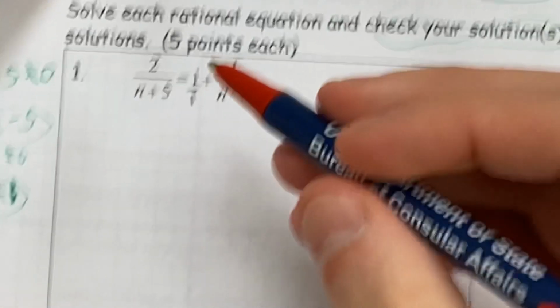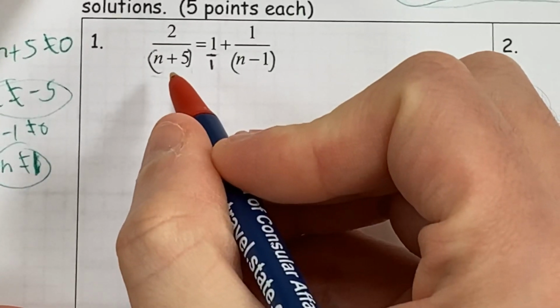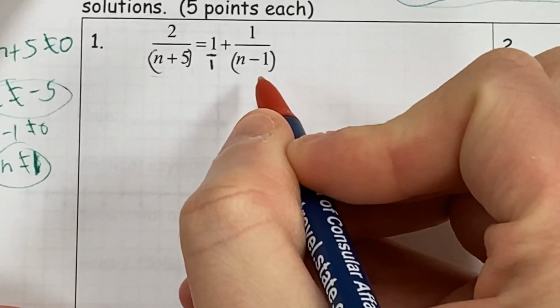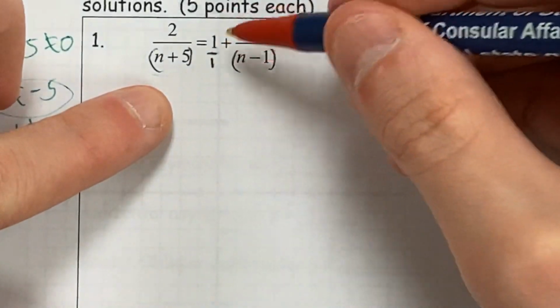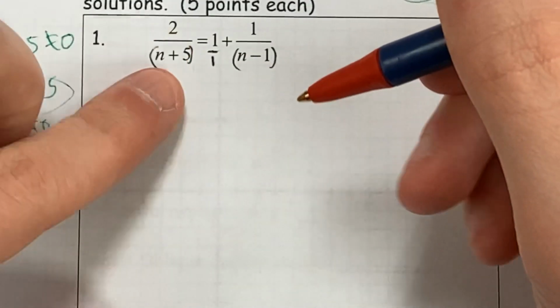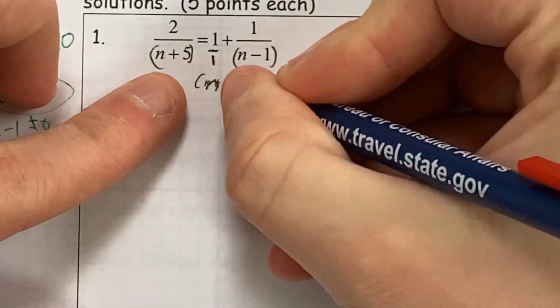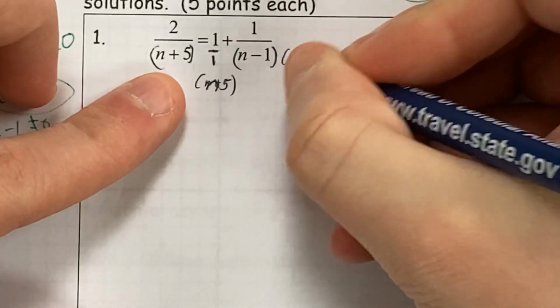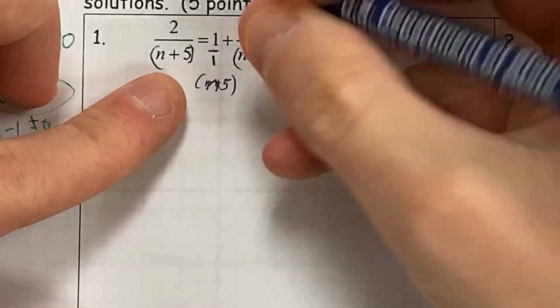Since this is just a 1, it's a 1 over 1. You can't factor these, so I'm just going to put them in parentheses. So this has an n plus 5, this does not, and this does not. So you need to get a common denominator in these problems. All 3 things have to have a common denominator. So since this has an n plus 5, this middle one's going to need an n plus 5, and this one over here is going to need an n plus 5. And anytime you do it to the bottom, you got to do it to the top as well.